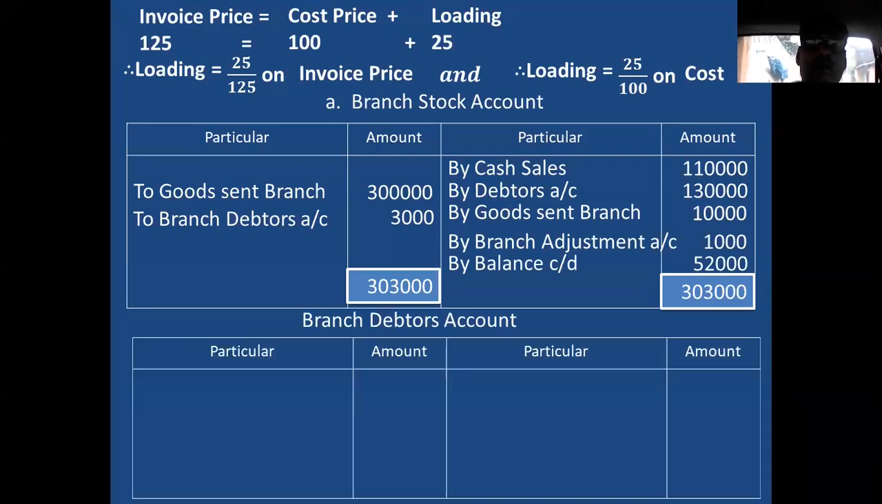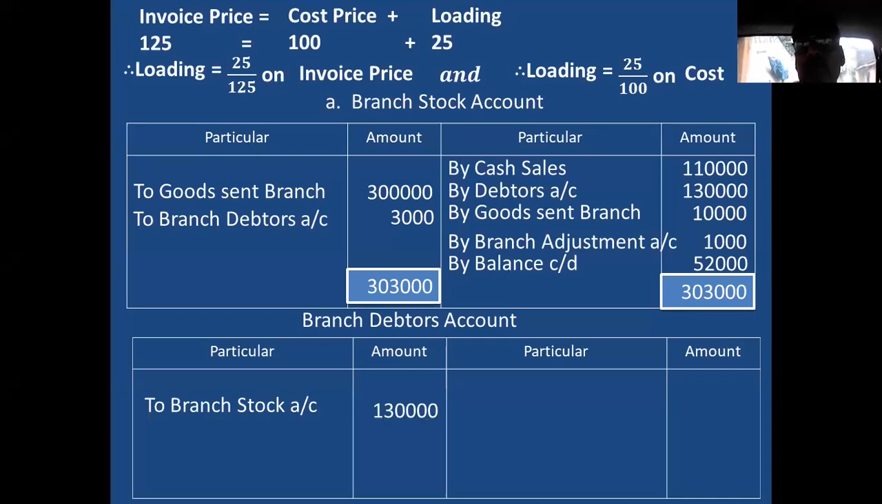In the debtors account, debit side, first item is opening balance. Opening balance is not given in the problem. Therefore, you write credit sale. Credit sale is recorded as branch stock account. Branch stock account, you write 1,30,000.